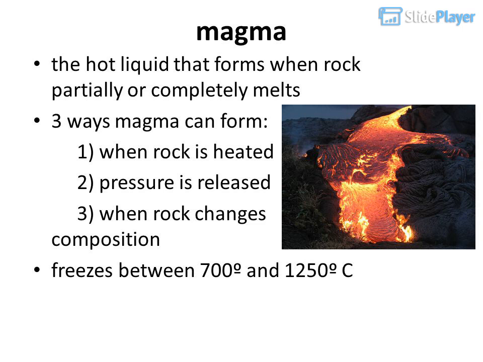Magma: the hot liquid that forms when rock partially or completely melts. Three ways magma can form: 1. When rock is heated. 2. When pressure is released. 3. When rock changes composition. Magma freezes between 700 degrees and 1250 degrees Celsius.